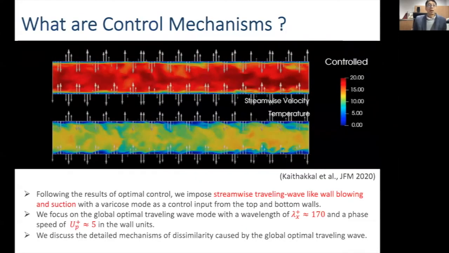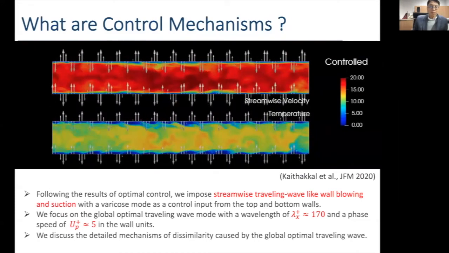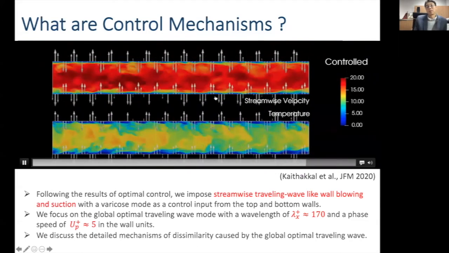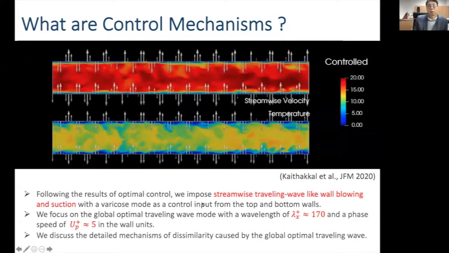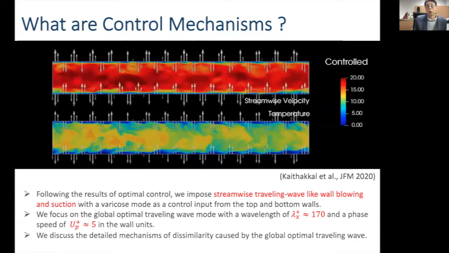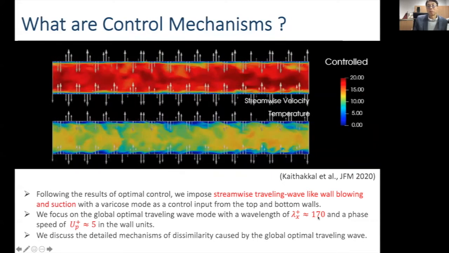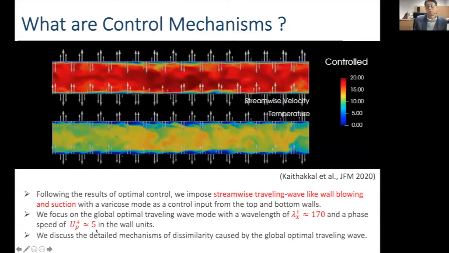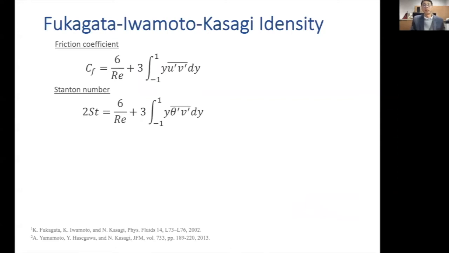Now, the next question is what are the control mechanisms? So according to the previous slide, we identified the global optimal traveling wave mode, which is shown here. The wavelength is around 200 in wall units, and the phase speed is around 5 in friction velocity. So we decided to analyze in more detail how this similarity is achieved.